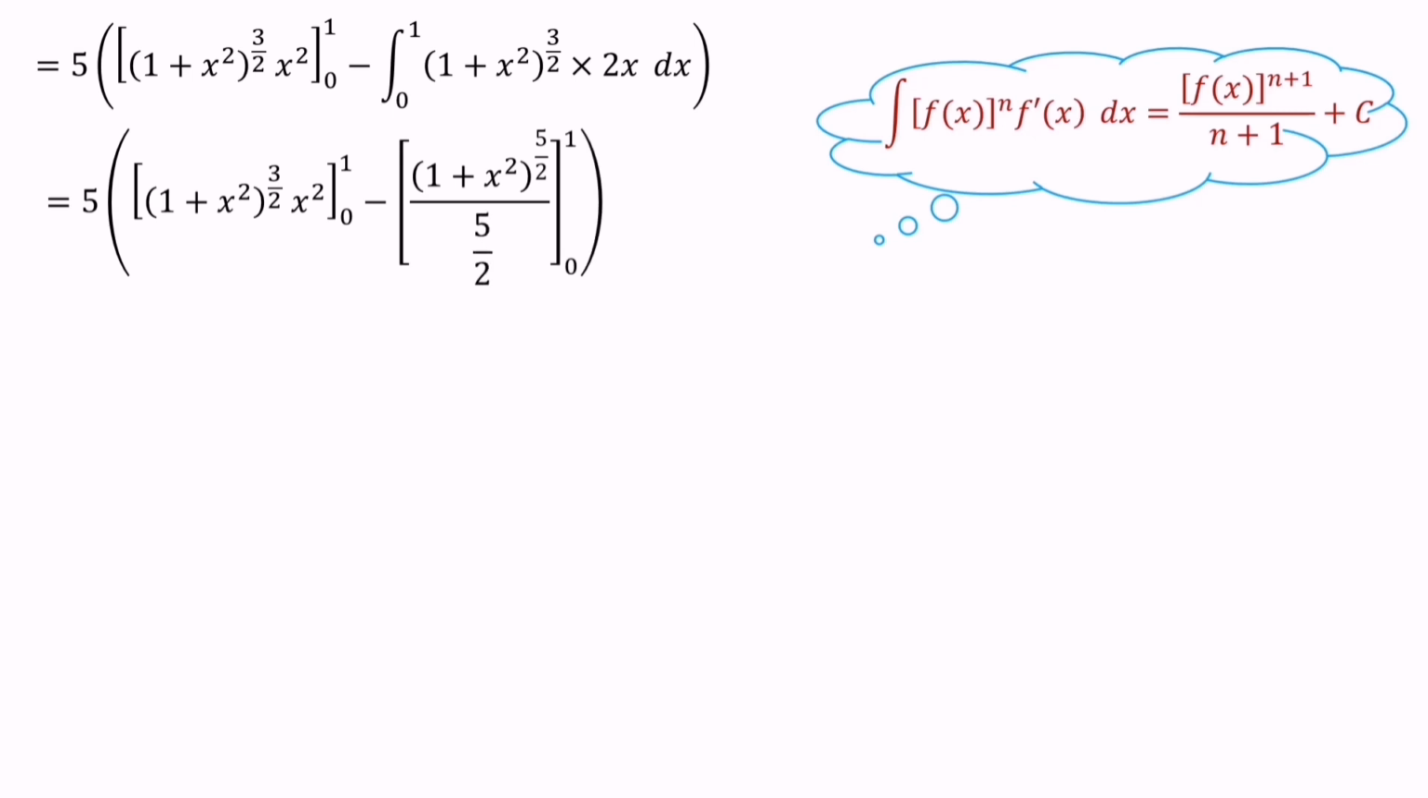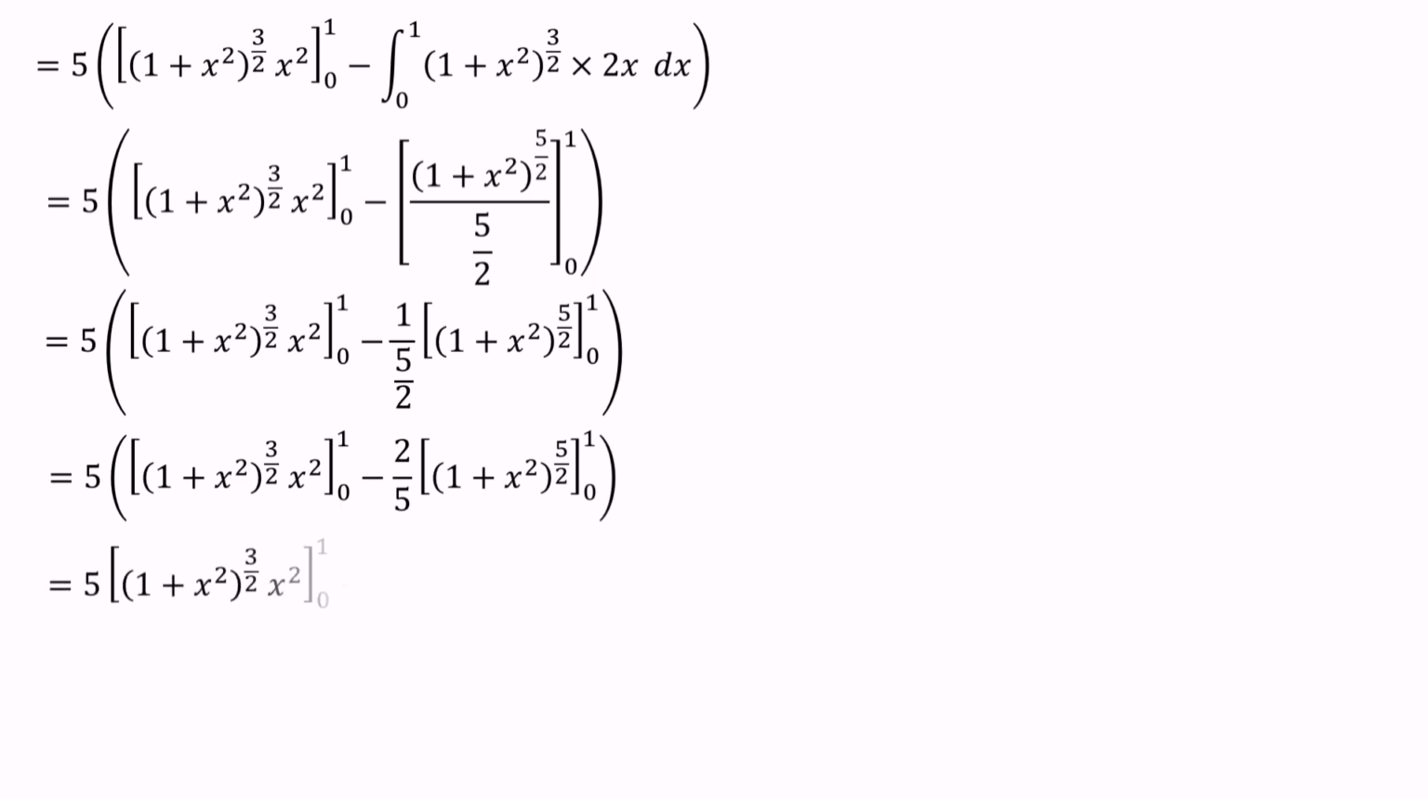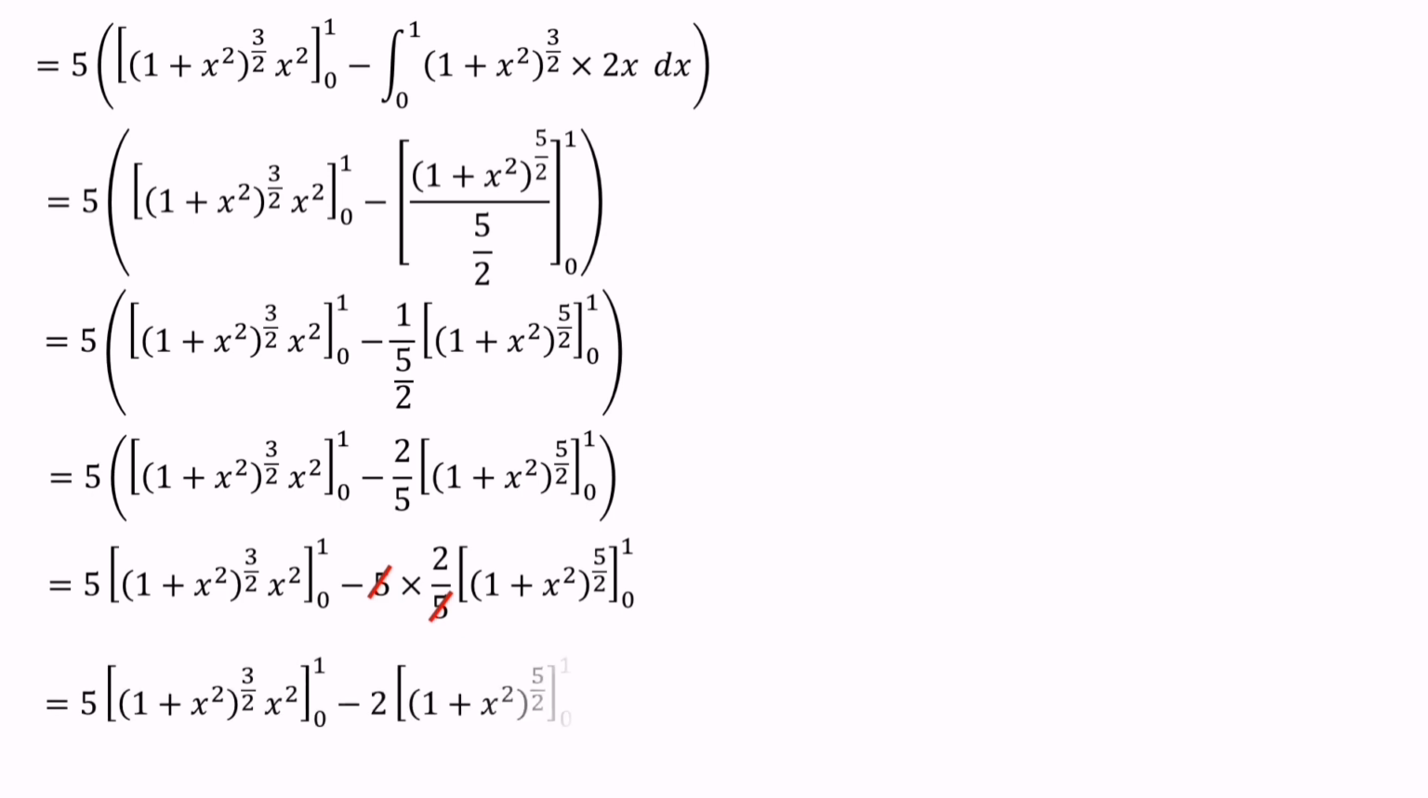The denominator value 5 over 2 is a constant. So we can write this 5 over 2 value outside of the bracket. Then we have 2 over 5. After that we can multiply all the terms by the 5 value. Finally, we need to substitute the upper limit and lower limit into these answers.